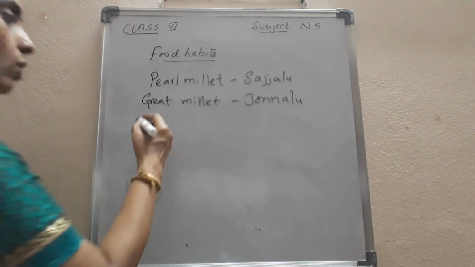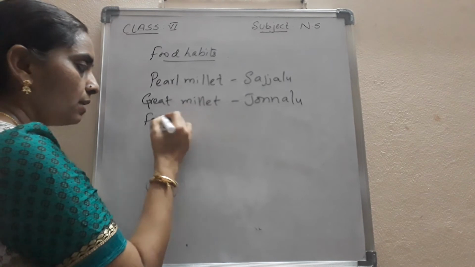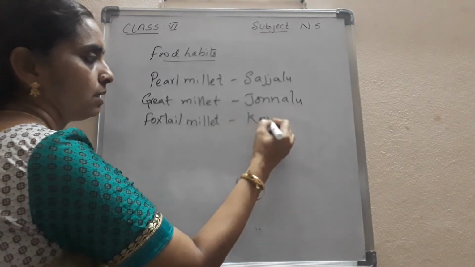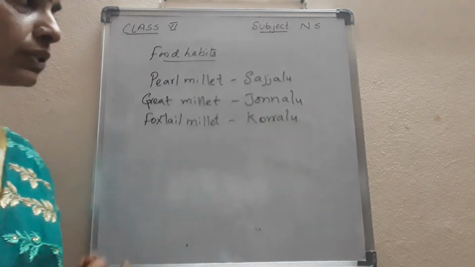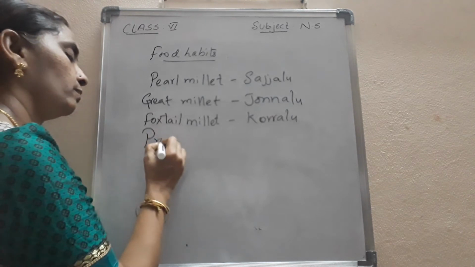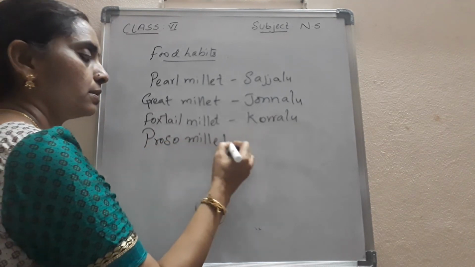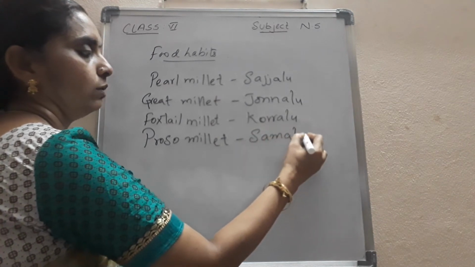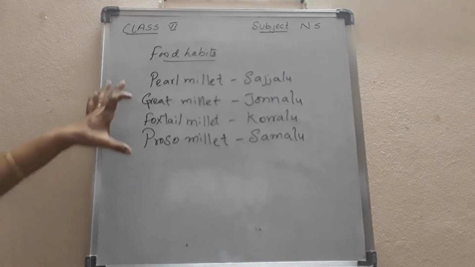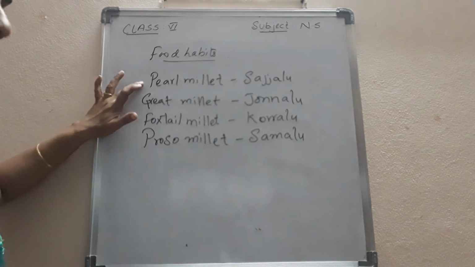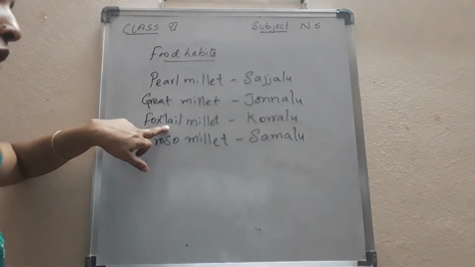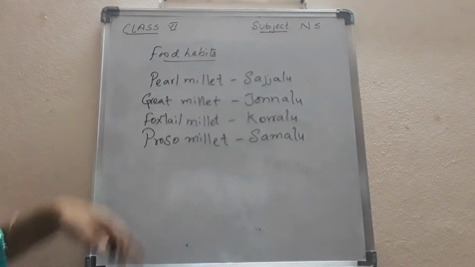Next, foxtail millet, korralu. Nowadays this is mostly in use, isn't it? Foxtail millet is korralu. These are the types of cereal. And proso millet, samalu. You can note it down, children, so that it will be very helpful to you when you have to write their local names and also the scientific names. Pearl millet, sajjalu. Great millet, jonnalu. Foxtail millet, korralu. Proso millet, samalu.